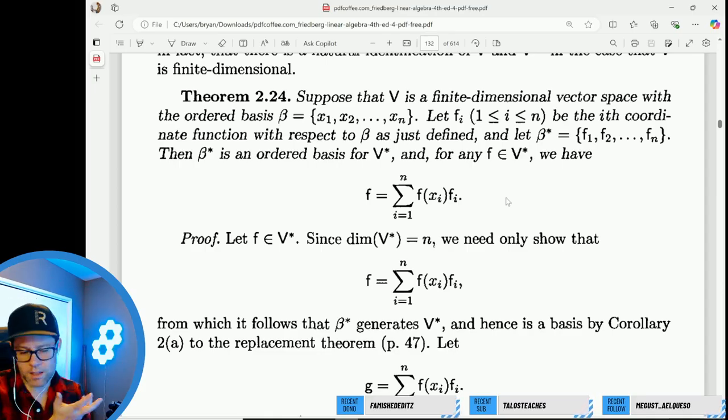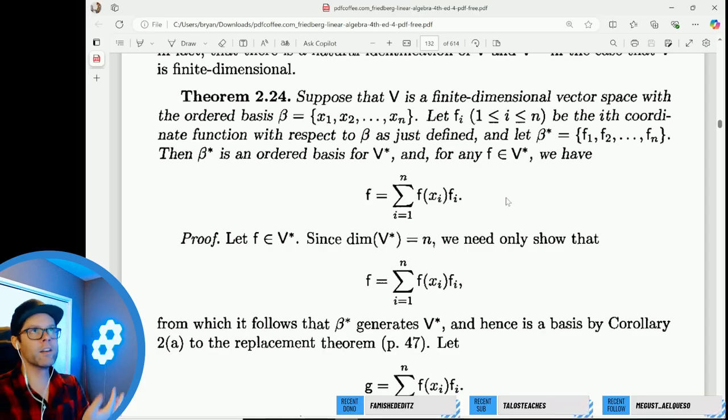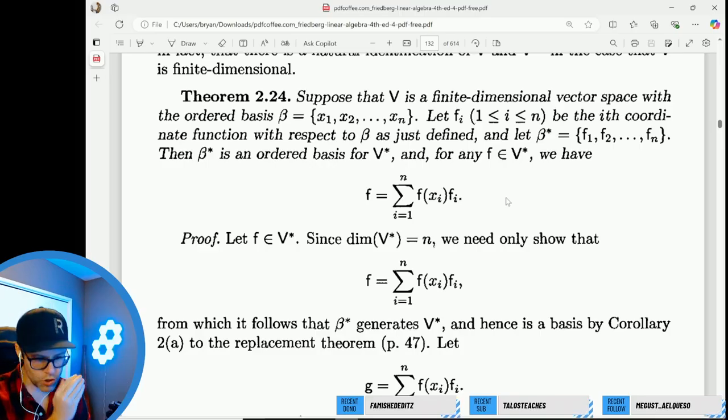Okay, so I mean, this shouldn't feel super surprising because if beta star is a basis, every linear functional in that space should be able to be written as a linear combination of these basis vectors. It's just that these basis vectors could look a bit funky because they're linear functions.